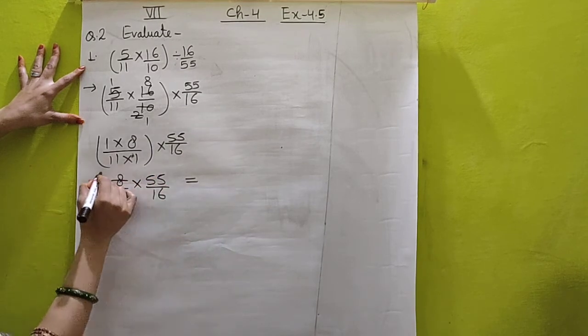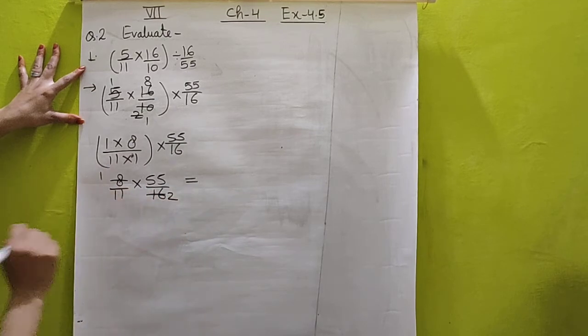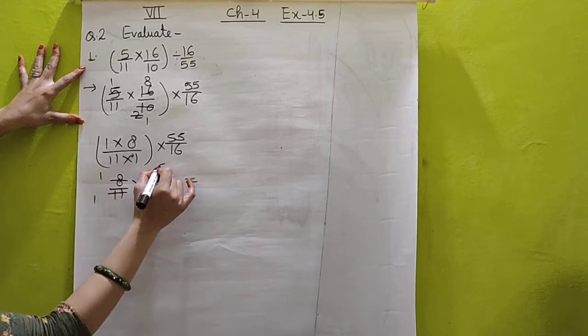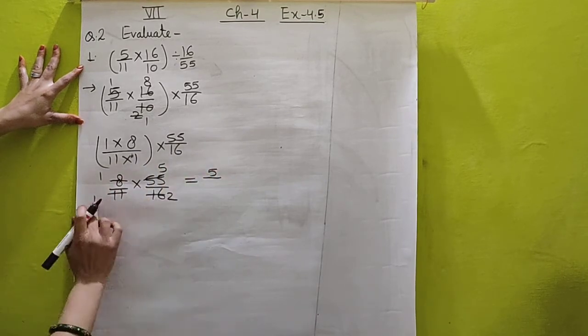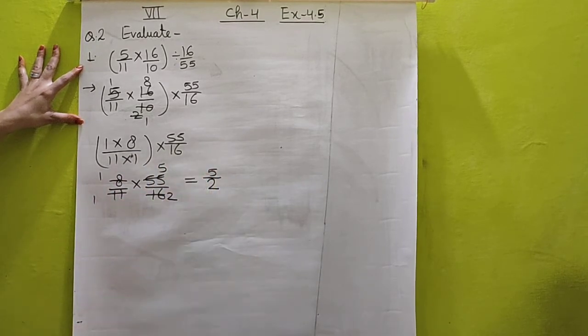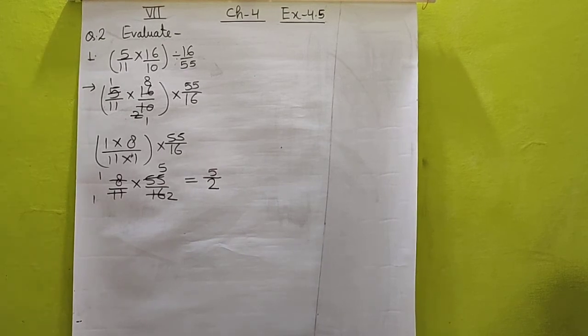Again I will use cutting method. 8 ones are 8, 8 twos are 16, 11 ones are 11, 11 fives are 55. Now 1 multiply 5 it will be 5 and 1 multiply 2 it will be 2. So your answer will be, students, 5 upon 2. Students, now question number 2, second part.